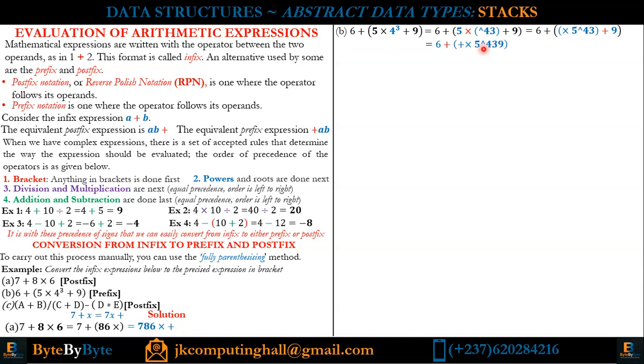And now I am going to add this with this. The operator first, plus, then the left operand 6, and finally the right operand. So I'm supposed to have plus 6 with all of this, and that is my final answer. Plus 6 plus times 5 raised to the power 439.